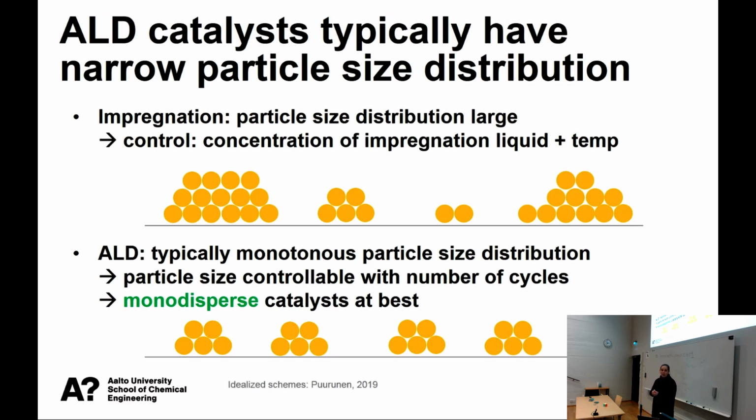But compared to other methods of catalyst preparation, ALD has been shown to give a narrower particle size distribution, and monodisperse catalysts at best. Monodisperse meaning that you only have this one size at the surface.